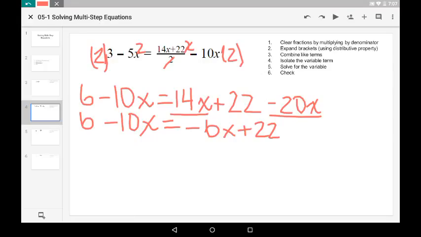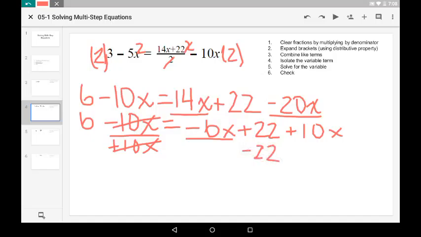So the next thing we need to do is isolate the variable. So we want all the variables on one side of the equation and all the things without variables on the other side of the equation. So I'm actually going to bring the negative 10x to the other side of the equation. So I'm going to add 10x to both sides. These will cancel out. And then to do 2 steps in one here, I'm also going to subtract 22 from both sides because I want that to go on the other side.